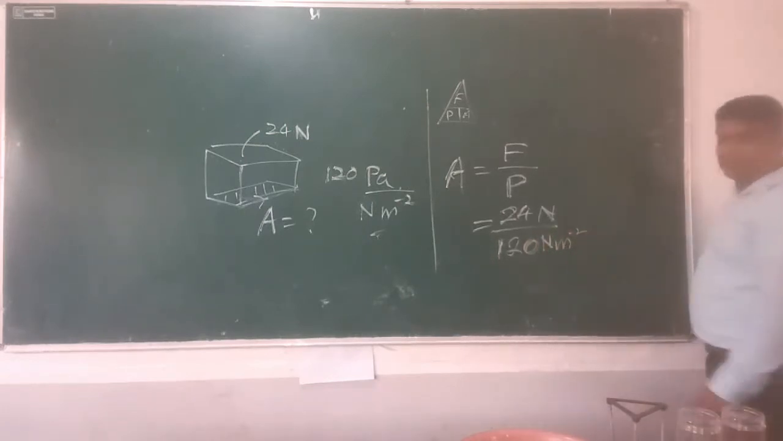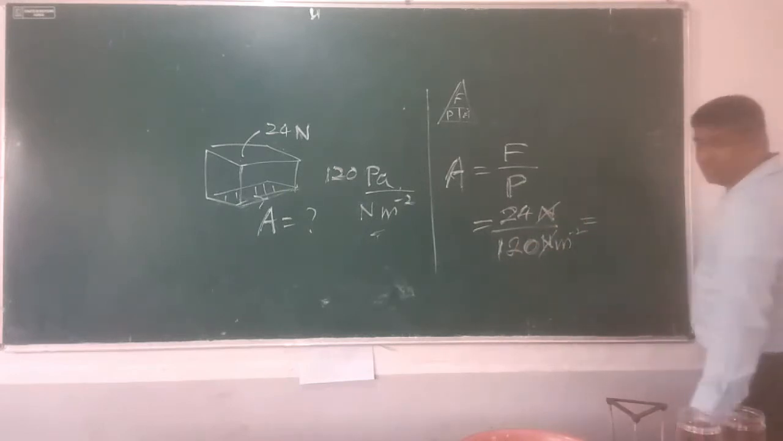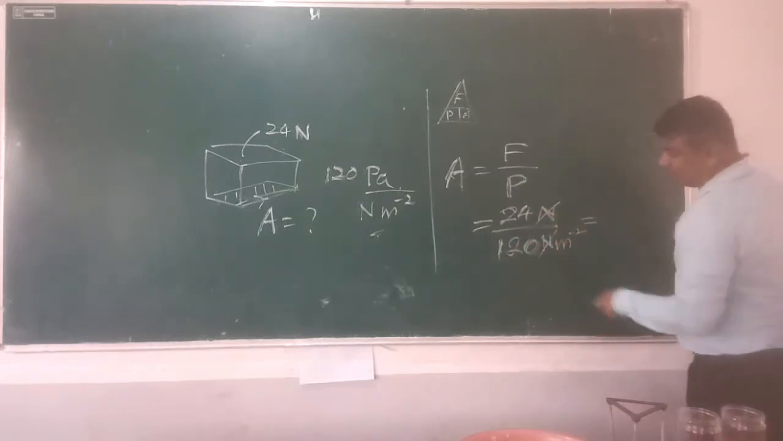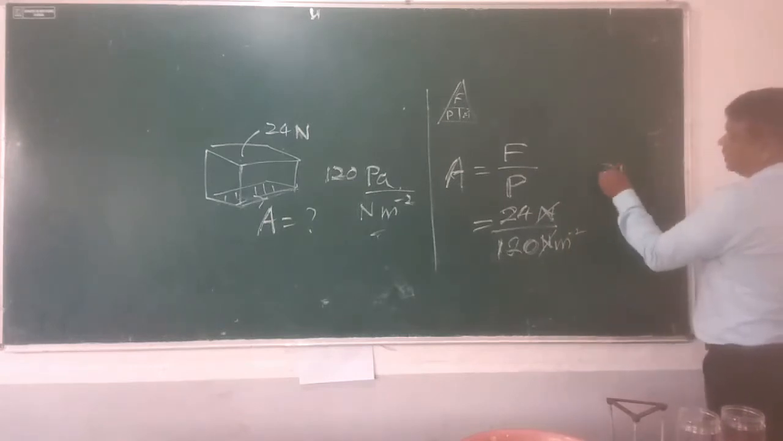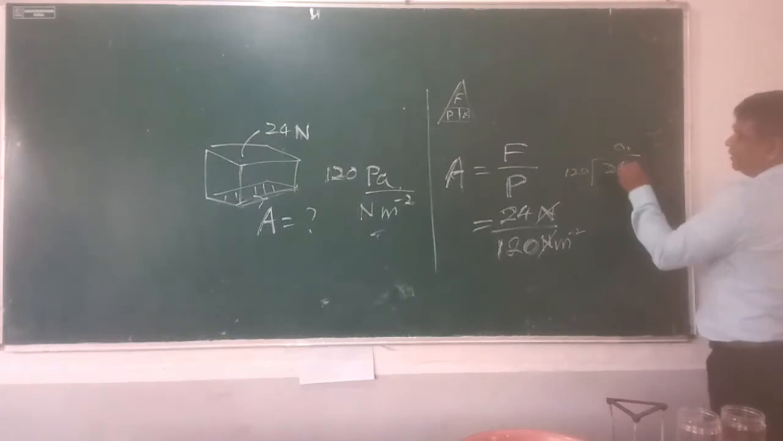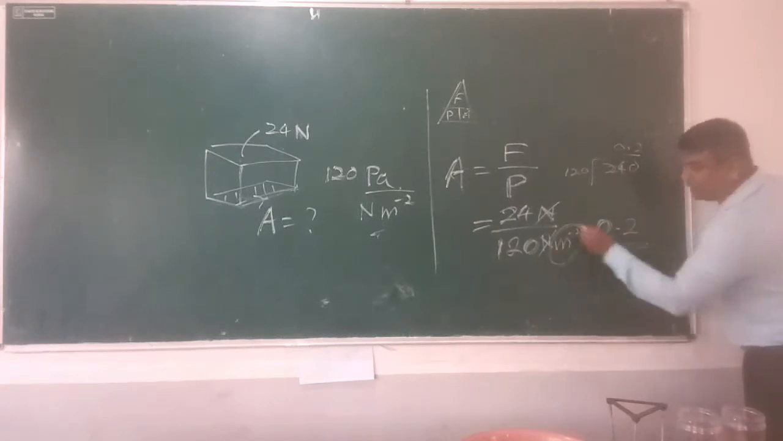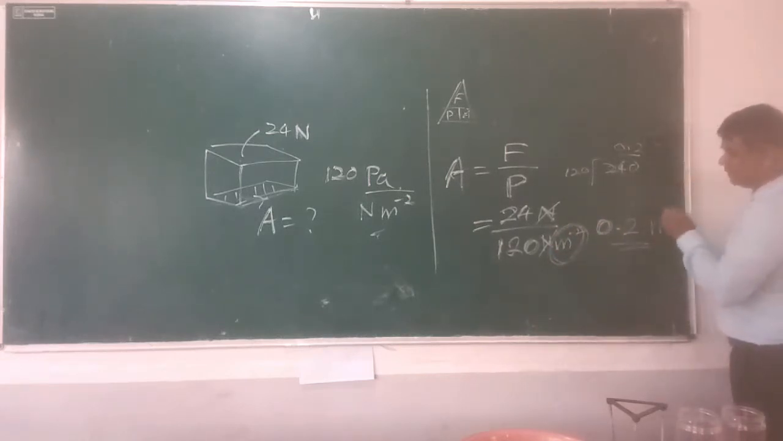That's correct. Newtons cancels out. And there will be an answer. If you just divide 24 by 120, it is 0.2 square meters, because the area is asked, the answer comes in square meters.